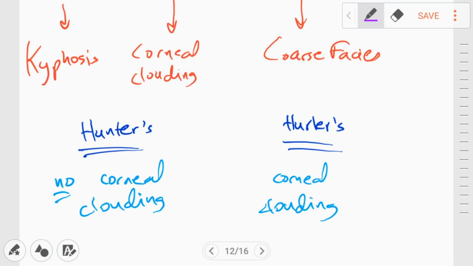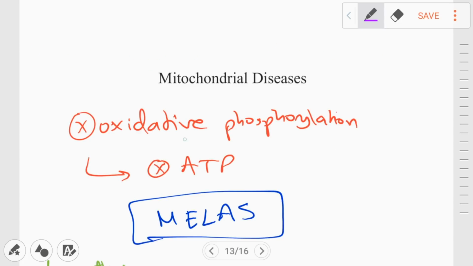Two examples of the illnesses of mucopolysaccharides are Hunter's syndrome and Hurler syndrome. The differentiating factor between these is that in Hurler's, you have corneal clouding. The disease is generally more severe, but in Hunter's, there is no corneal clouding, and the disease is generally less severe as compared to Hurler's. So once we're done with mucopolysaccharidosis, we'll move on to the mitochondrial diseases.